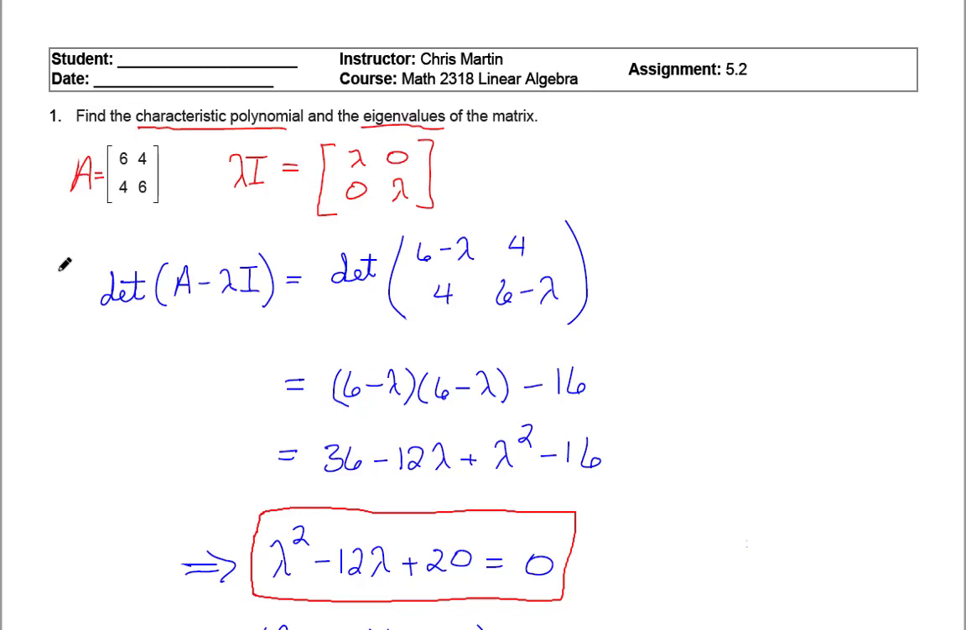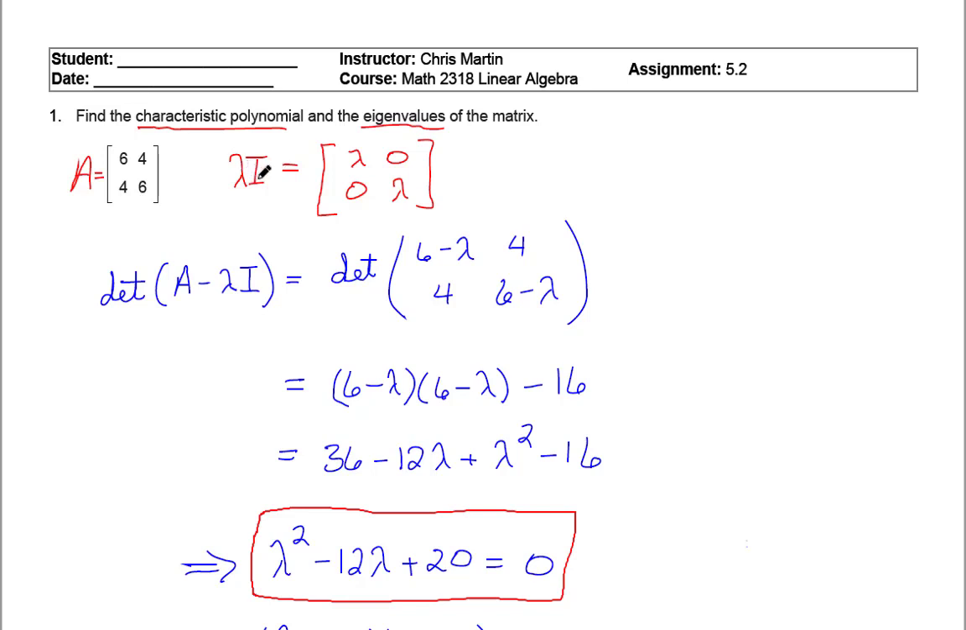Welcome to Math 2318. This is section 5.2. In this section, we're looking for the characteristic polynomial and the eigenvalues of a matrix. So here we have matrix A, which is 2 by 2: 6, 4, 4, 6.